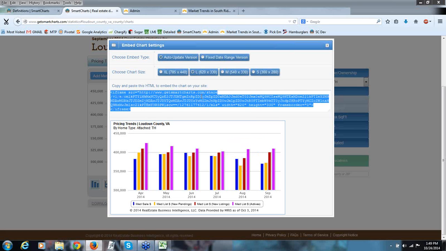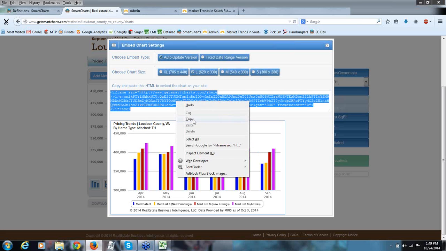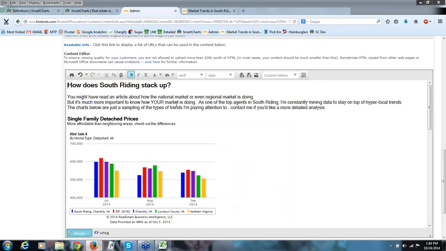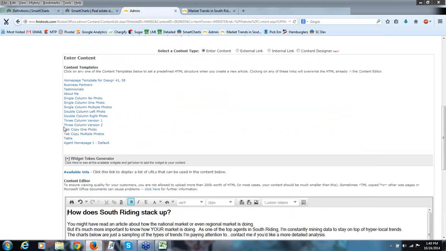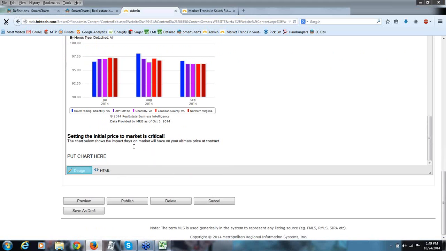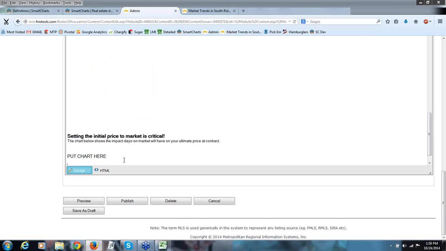So I grab this, for instance, I'll copy and paste this code here. I can either do Control-C or right-click and copy. Then I go to my admin panel. We have an example site just for explanatory purposes. Let's say that I already had this in here, but let's say that I want to put my chart here. If I'm not a big HTML guy, I can just say put chart here, just to give myself a target.